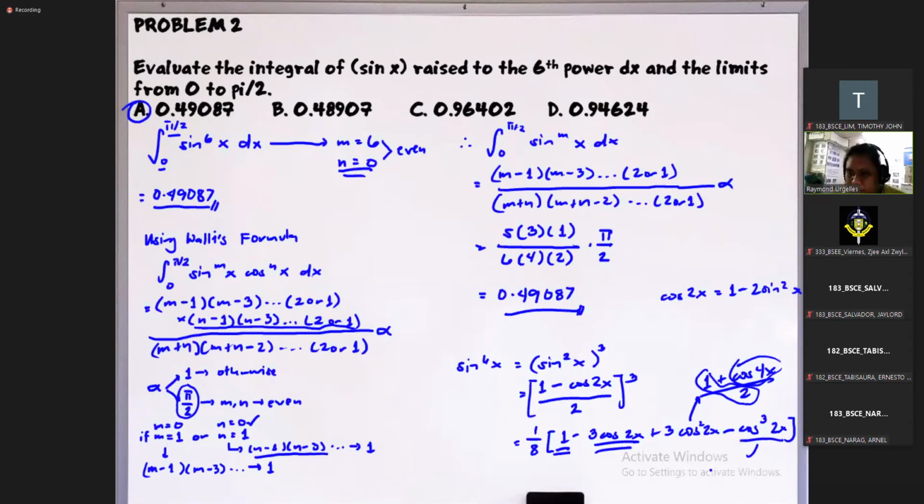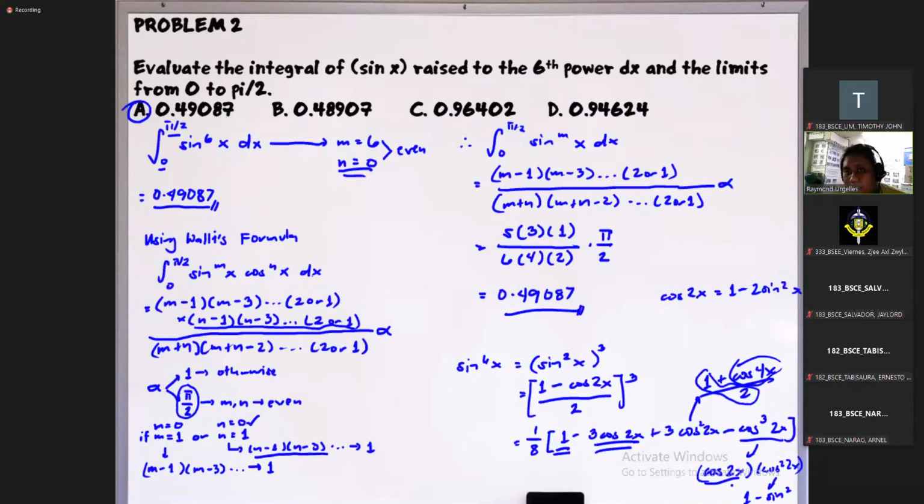Ito naman, paghihiwalayin natin yan sa cosine of 2x saka yung cosine squared. Okay? So kasi ito, pwede natin gawing 1 minus sine squared. Tapos derivative ng sine ay cosine. So kaya substitution method lang. Okay? So yun yung isang solution.